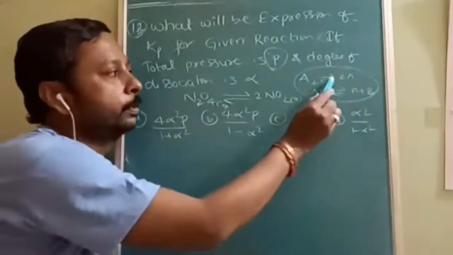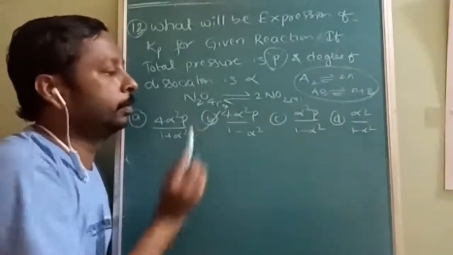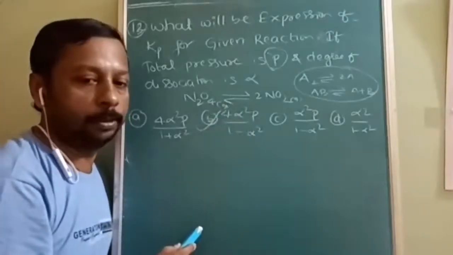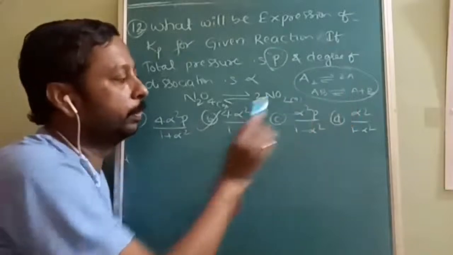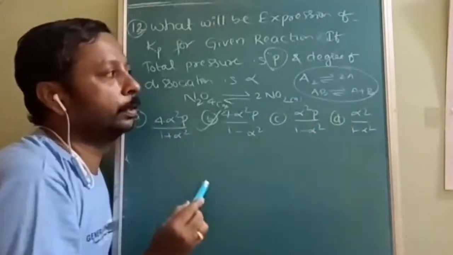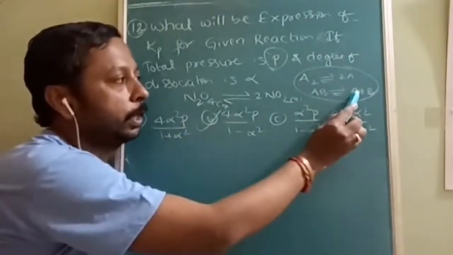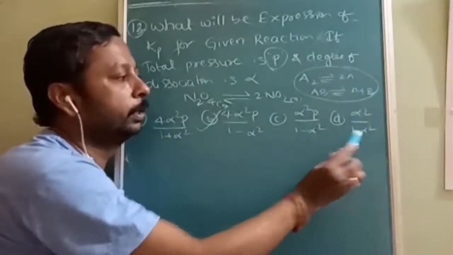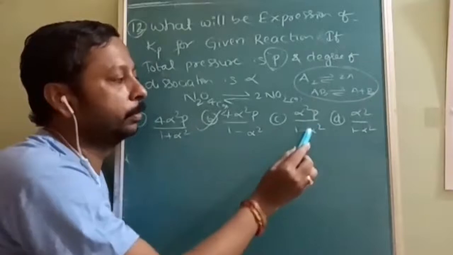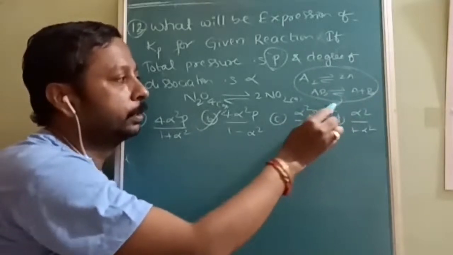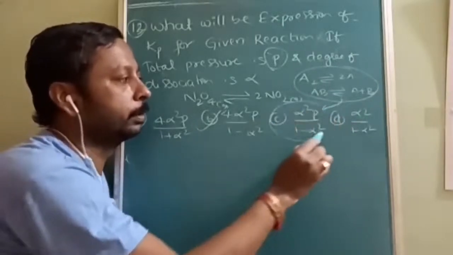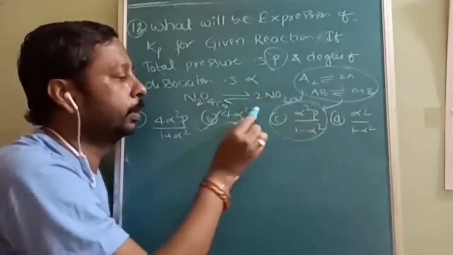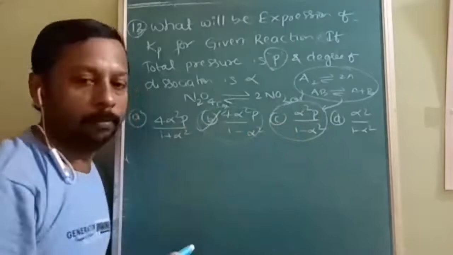Now for the first type of dissociation, this is the formula: 4 alpha square P upon 1 minus alpha square. Here this 2 will become 2 alpha whole square, but here it is not like that, it is alpha into alpha, so this will be alpha square, and P will also be there. So if this is the question, this will be the answer. Here the question is suited to this type, therefore the answer is B.